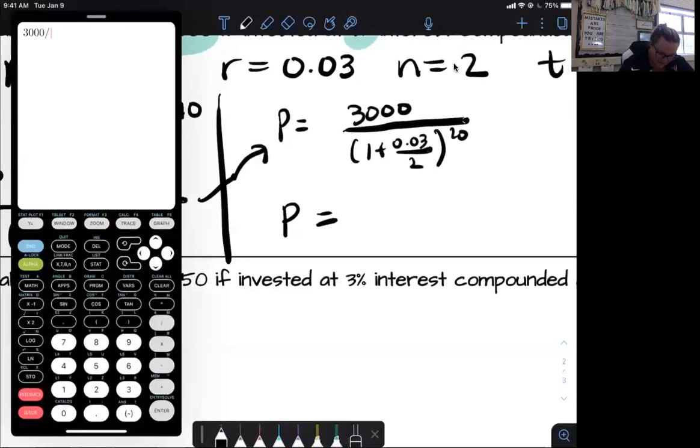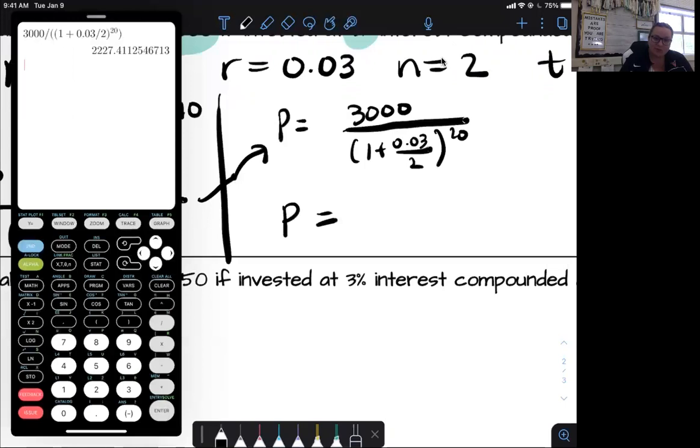and we're going to divide it by, and you're going to put 2 sets of parentheses. So parentheses, parentheses. In the inner parentheses, you're going to put 1 plus 0.03 divided by 2. And then you're going to put caret 20 and then the rest of your parentheses. That way your calculator knows order of operations. It's going to deal with the parentheses first. So your calculator will take 0.03 divided by 2 first, then it'll add 1. It'll take that to the 20th power, and then it'll take 3,000 divided by all of that. This way it avoids us rounding and causing a rounding error.